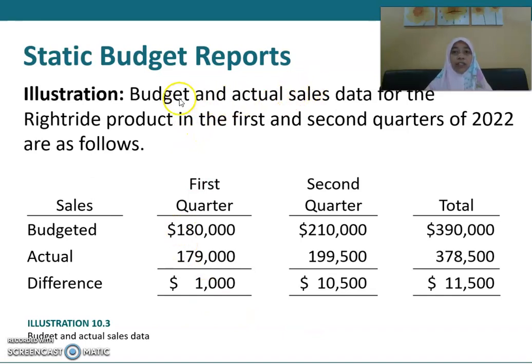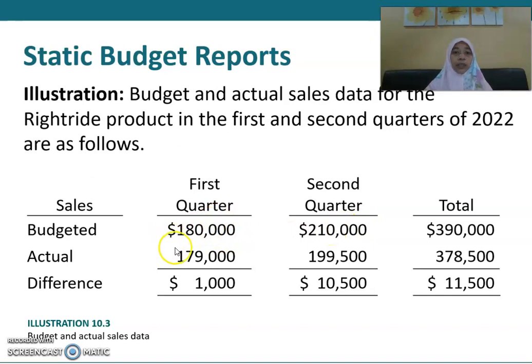Okay, now let's look at the example here. You have budget and actual sales data. This one is about sales. You are looking at the sales data for the product in the first and second quarters of 2022, and this is the static budget report. We are looking at the sales, the budgeted and the actual, for the first quarter as well as the second quarter.